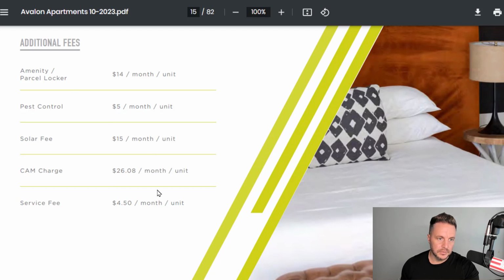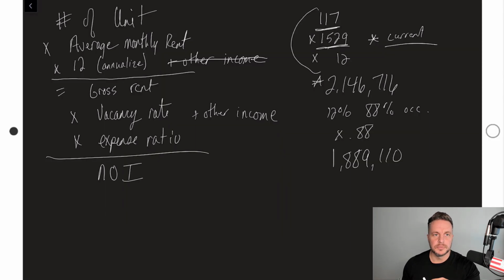So moral of the story, they've got a ton of other income: parcel lockers, solar fee, service fee. I don't even know what a CAM charge is. Somebody probably does, but I don't. So anyway, they've got a ton of other income. So in this particular property, we'll go back and say I know what their other income is. It's 122,000.